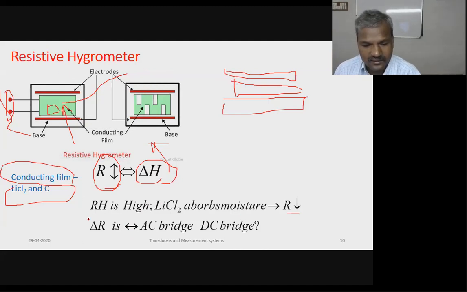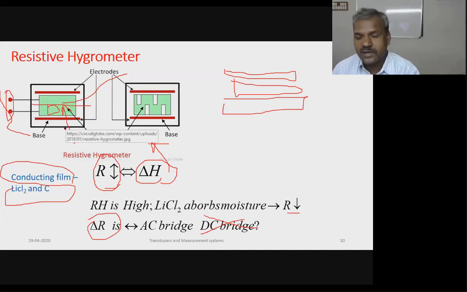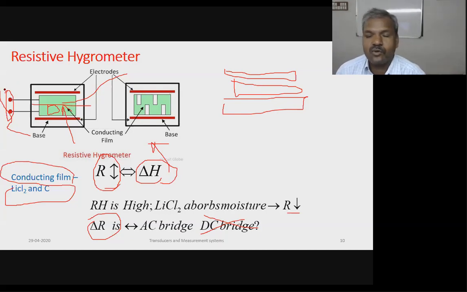So this delta R is measured by means of a bridge. We should not use a DC bridge, but an AC bridge. If you use a DC bridge, the constant plus and minus applied to this causes a breakdown in the lithium chloride, so we won't get any variation in the lithium chloride. That's why you have to excite the bridge with AC.